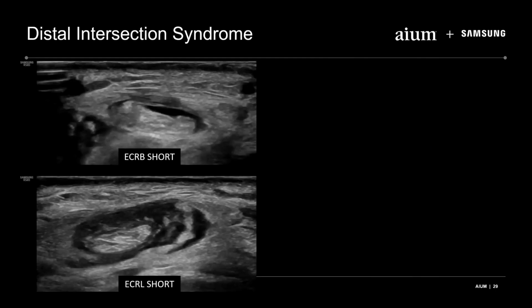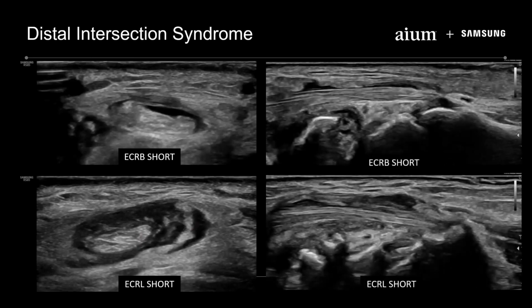So does this look normal? Well, we have the ECRB tendon here, which is a compartment 2 tendon. It looks a little thick and there's some fluid around it. The ECRL tendon looks even worse. The tendon's a bit hypoechoic, but we have quite a bit of heterogeneous hypoechoic fluid surrounding it. And when we turn long axis on both of these tendons, we get a similar appearance. There's the tendon with some surrounding fluid.